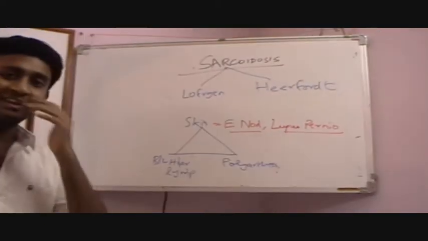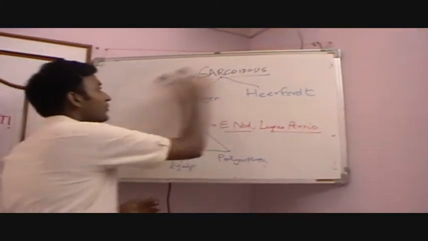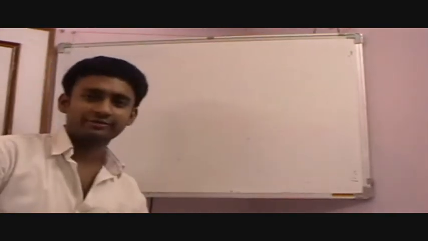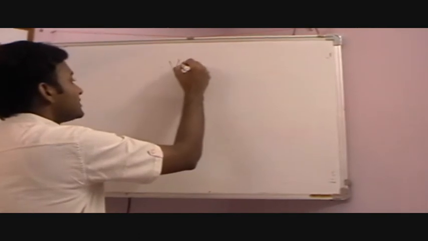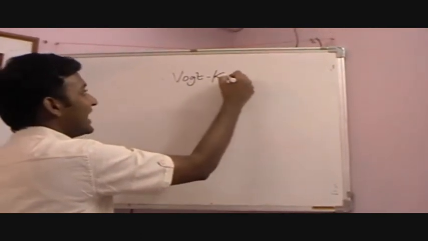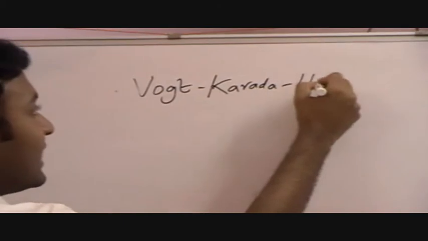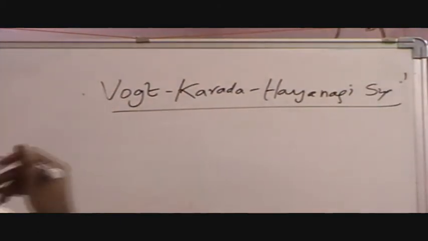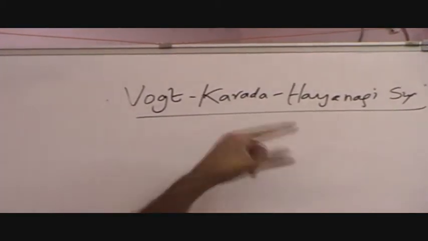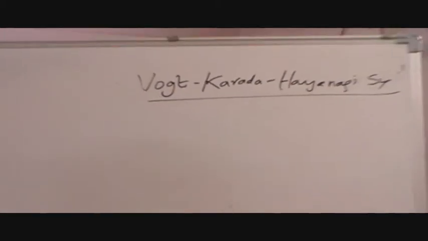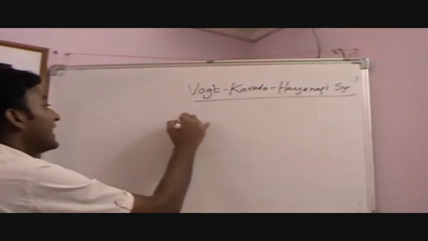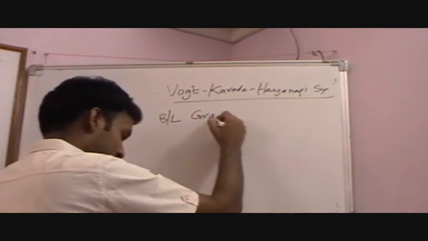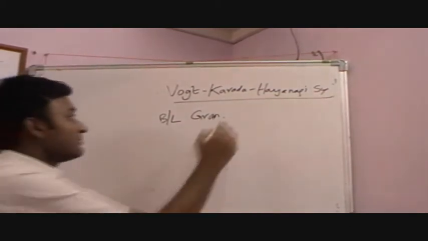Now I will talk about a very, very important topic, that is VKH, which you will not read elsewhere, you will read only in ophthalm. V, which is Vogt, K for Koyanagi, Harada syndrome, Vogt-Koyanagi-Harada syndrome, VKH. VKH, 3 letters, so it should involve this bilateral. VKH, it is a granulomatous panuveitis.